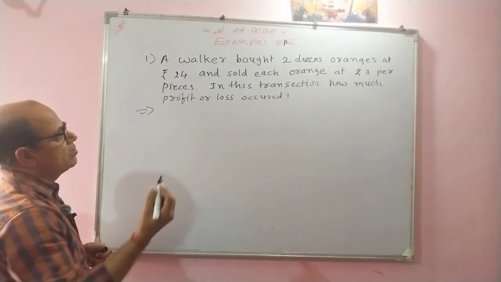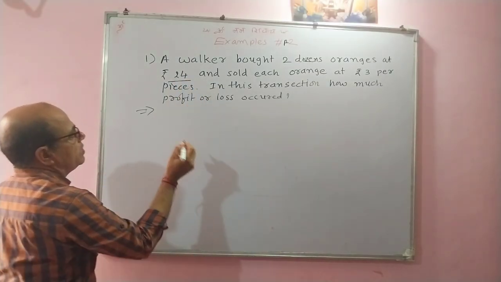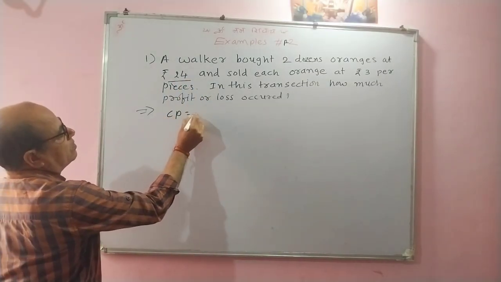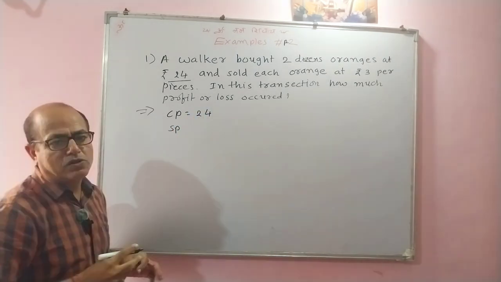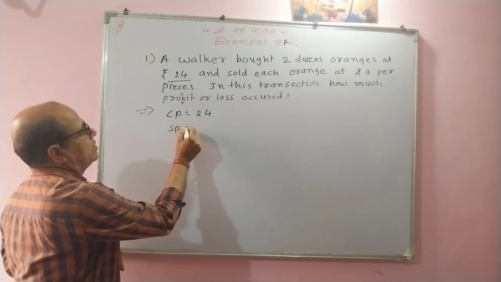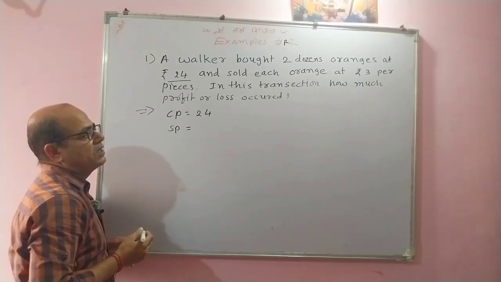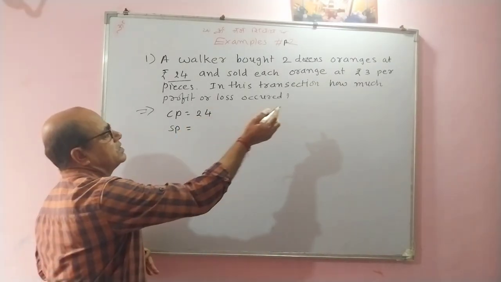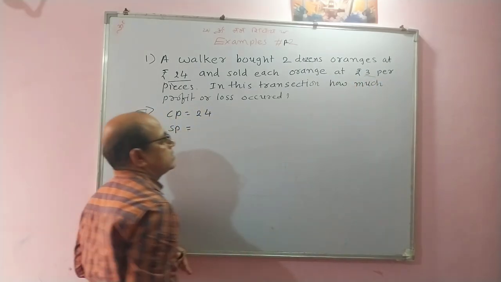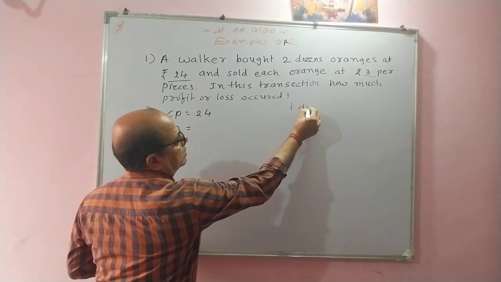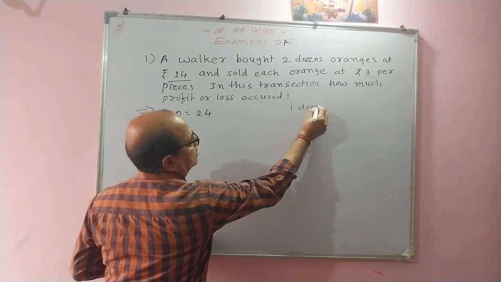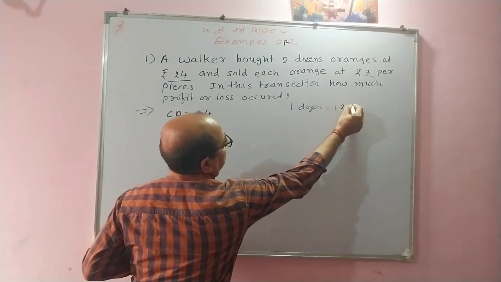First of all you have to find out what is CP. CP is equal to 24 rupees. That is per dozen, so no need to change anything. Now here SP is equal to 3 rupees per piece. Now you should know what is meant by 1 dozen: 1 dozen is equal to 12 pieces.